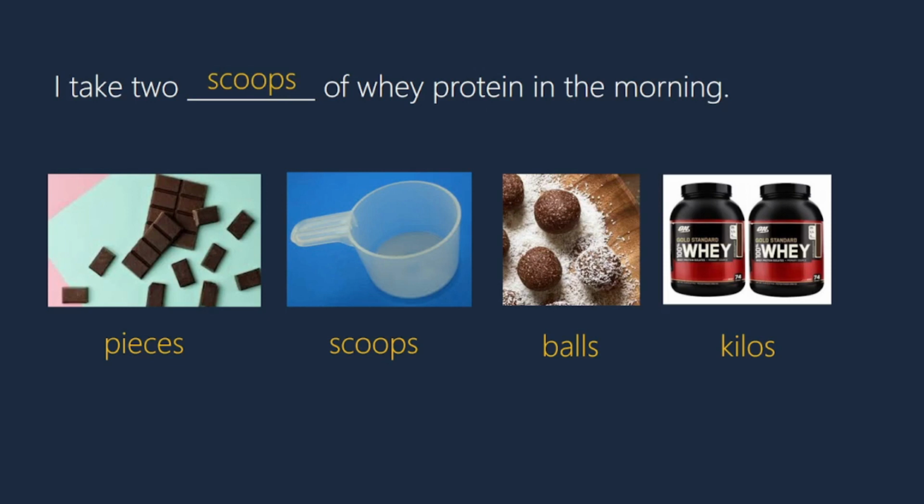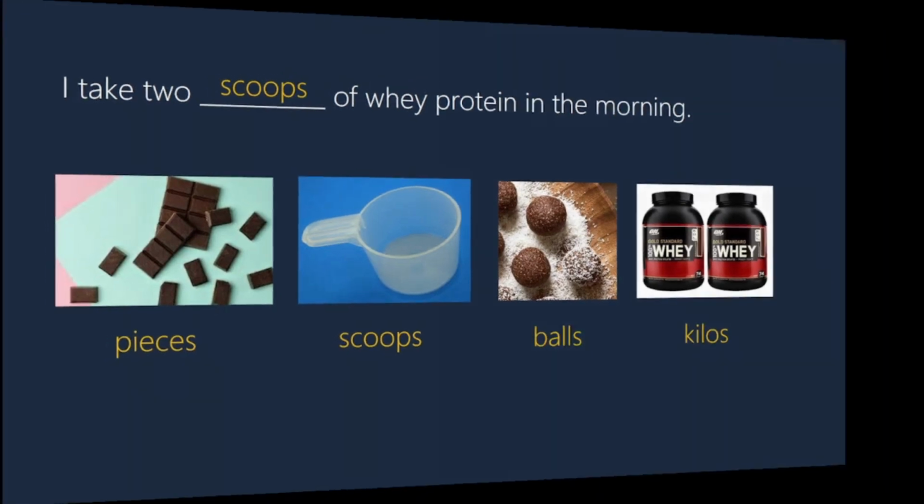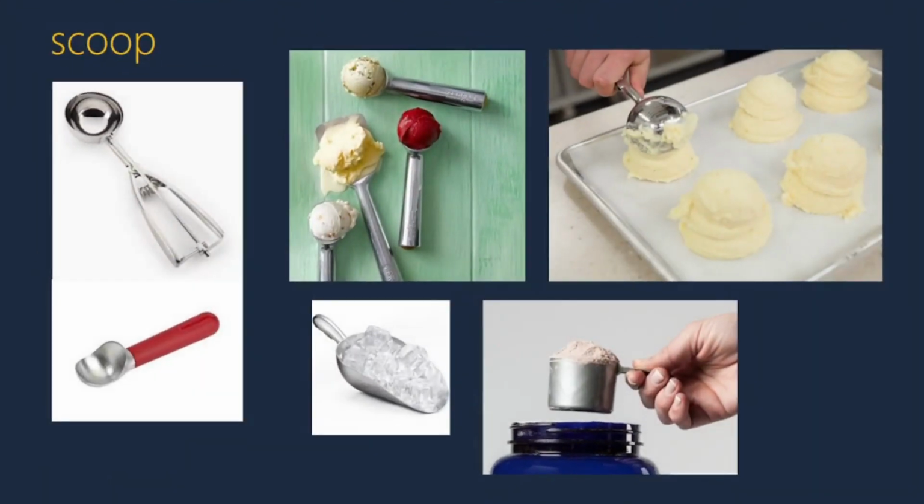Now, scoops come in different sizes and shapes. If you look at the slide, there are ice cream scoops, potato scoops, powder scoops, and there are also measuring tools. So we can use them to dig out or take the substance out of the container. And we can also use them to measure the substance that they can hold at a time. So there are also measuring tools.